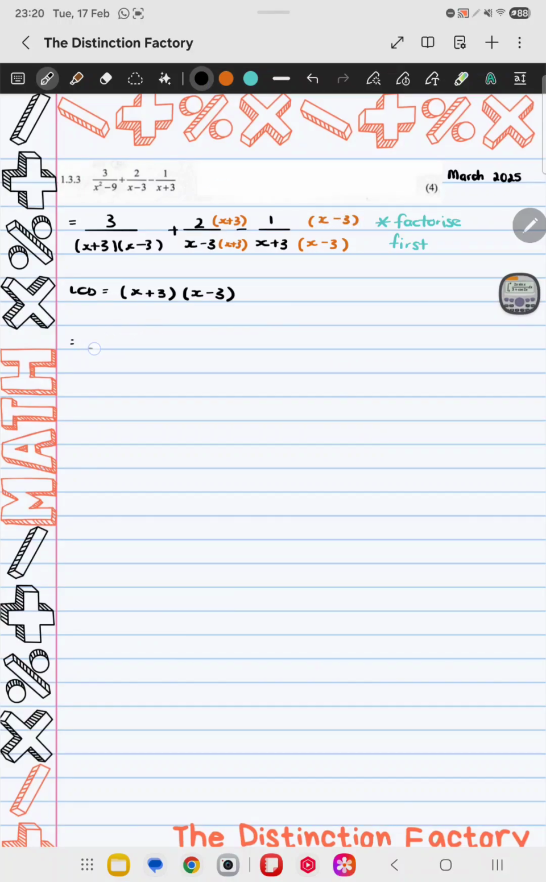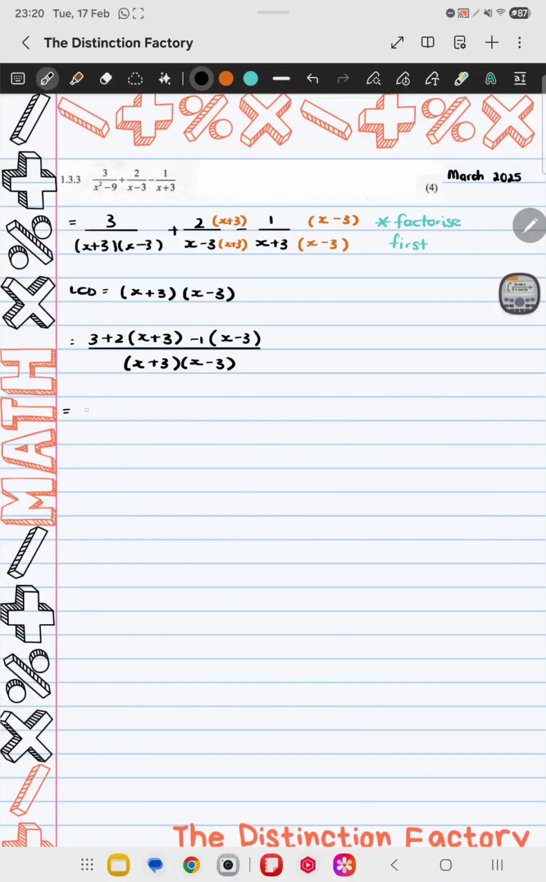So what I can do is write this over one big denominator of my LCD, which is x plus 3 and x minus 3. And then I can combine all of the numerators together. So I'll keep this 3 the same. Then I've got plus 2 being multiplied into that bracket, which is x plus 3. And then I've got a minus 1 that is being multiplied into x minus 3. And from here, we just need to get rid of our brackets and simplify.